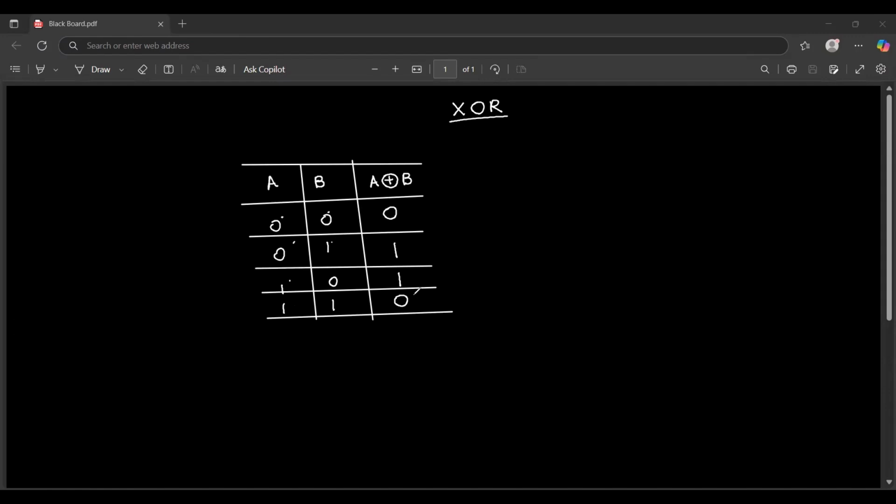There is nothing more to it. Only one of them has to be 1 for the output to be 1. Only one of the inputs can be 1.